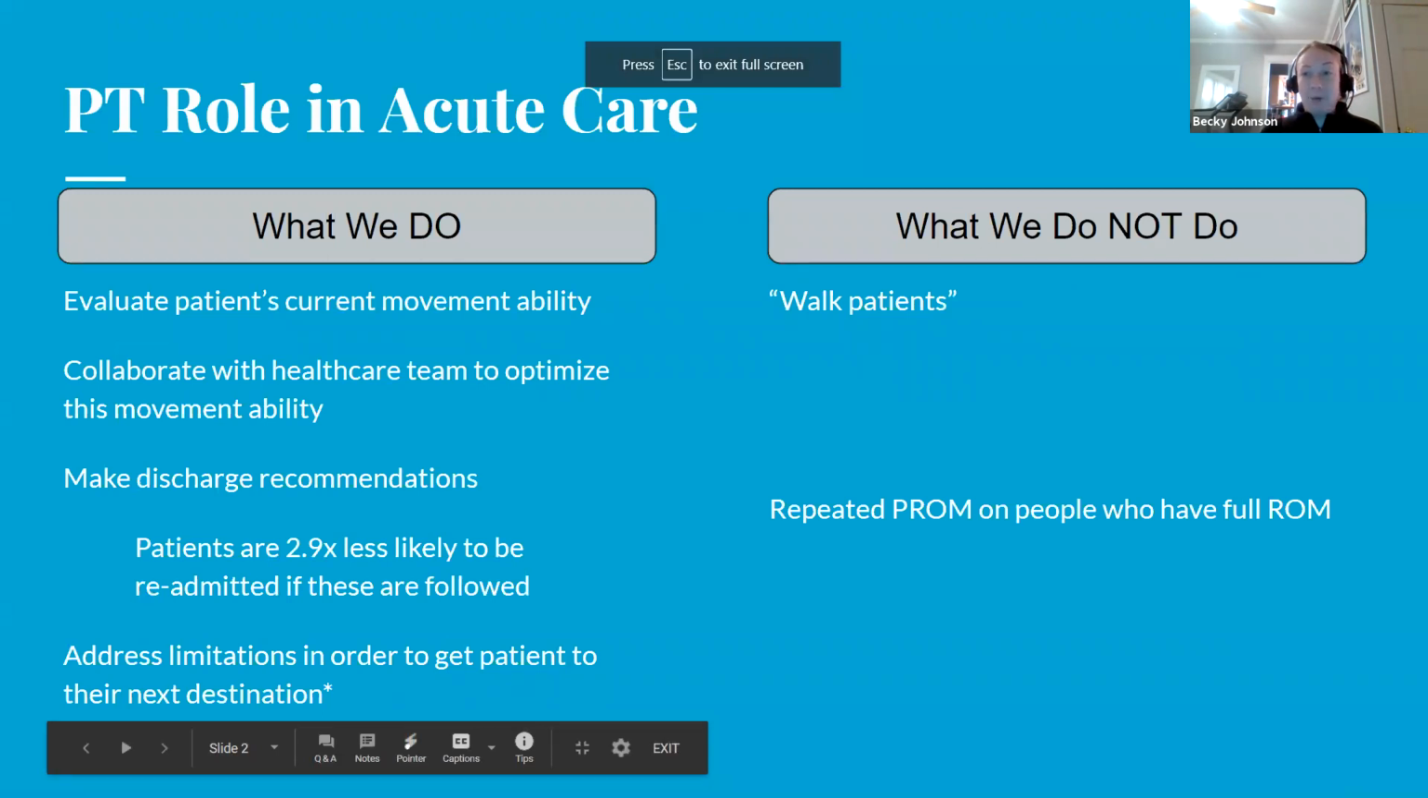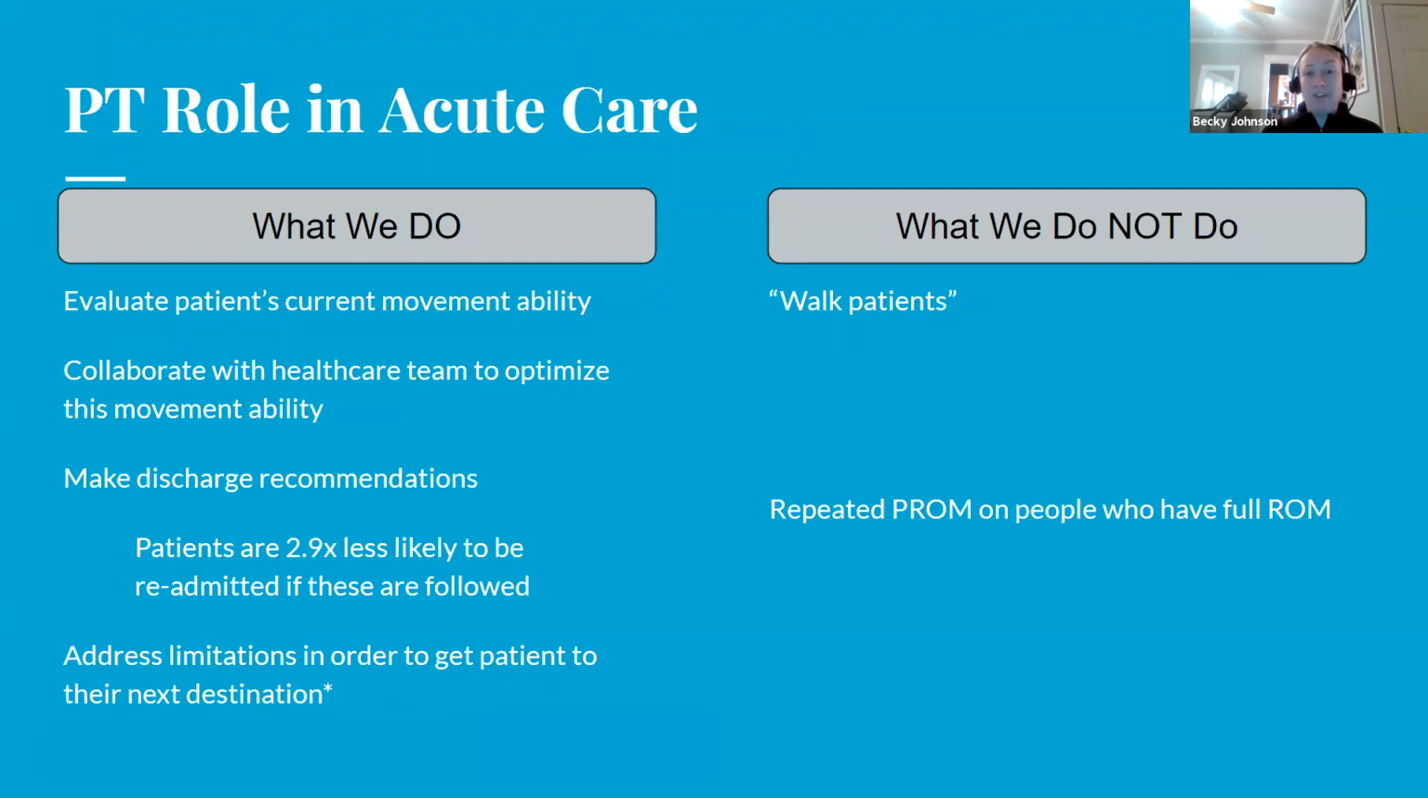So PT roles. I'm going to talk about kind of what we do and what we don't do, or what we maybe shouldn't do is the right term. Of course, we're evaluating a patient's current movement ability. We are collaborating with others and working with that patient directly to optimize their movement ability. We do make discharge recommendations a lot, and you might hear sometimes PTs being referred to as glorified discharge planners in this setting. I like to think, we are the experts in this for a lot of reasons.